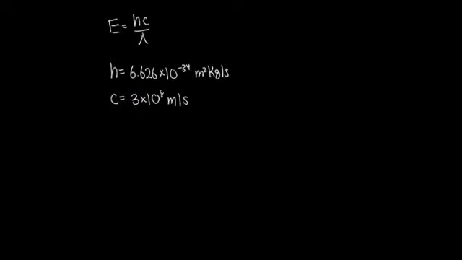First, we need to convert 720 nanometers into meters in order for the units to line up. So we will take 720 nanometers and multiply by 10 to the negative 9th meters per 1 nanometer. And we get 720 times 10 to the negative 9th meters.